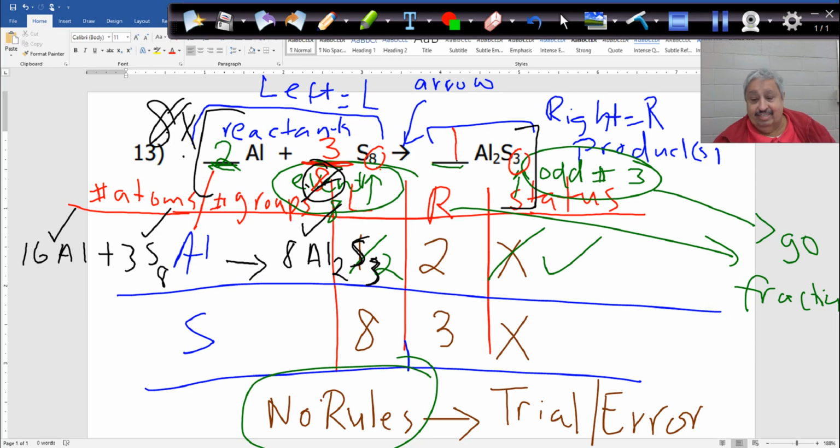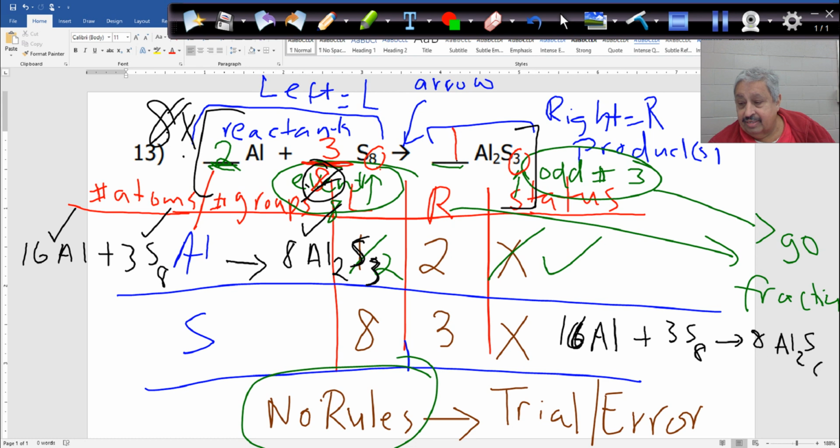So let me write it here again. 16 Al plus 3 S8 goes to Al2S8. Okay, guys, can you see it? So now, next, what we have to know?